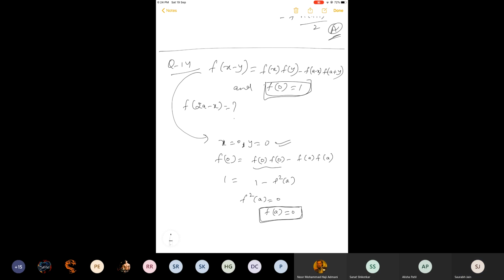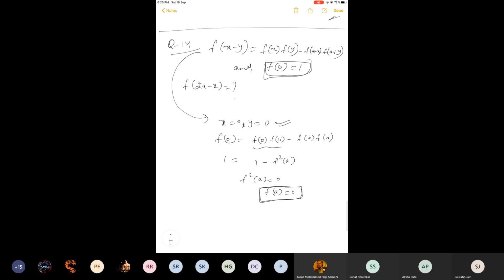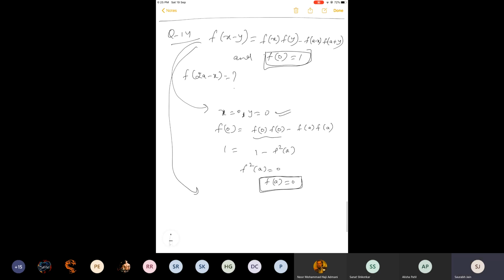Okay. Now one more relation here. Please note, this is a little bit tricky, or you can do it in two steps. First, we put x0. If we put x0, what will be remaining here? F of minus y. Okay. This is f0. This is f of y. Put x0 everywhere. This is fa, and here it is f of a plus y.